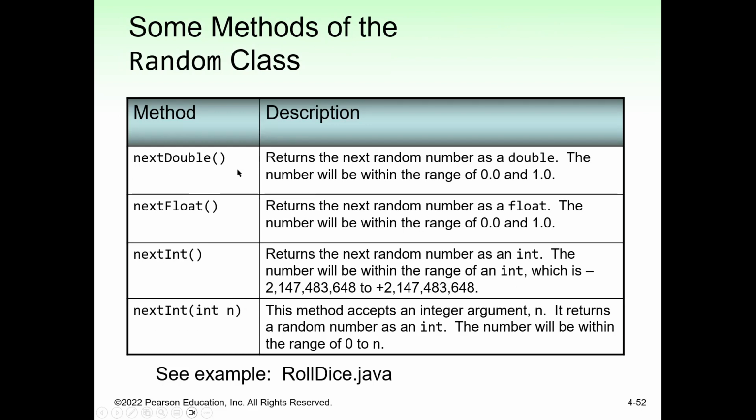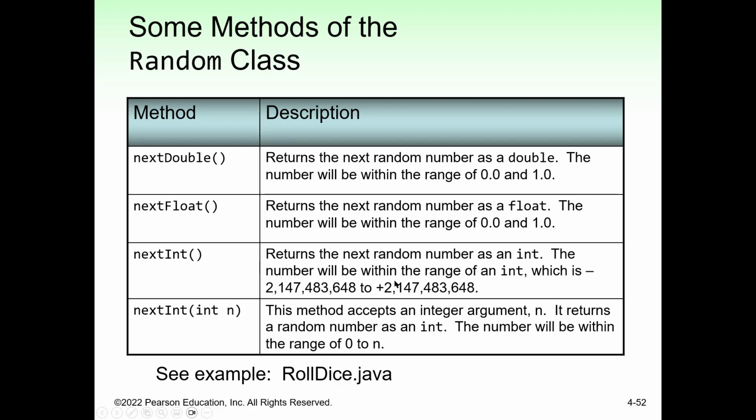So there is nextDouble, there's nextFloat, nextInt, that will give you back a number within a specified range. nextDouble will return your next random number as a double, and you remember that a double is just a decimal, so this number will be within the range of 0.0 and 1.0. Now nextFloat, the same idea, but it's going to be returned as a float. Remember, a float is a decimal also, with a range of 0.0 until 1.0.